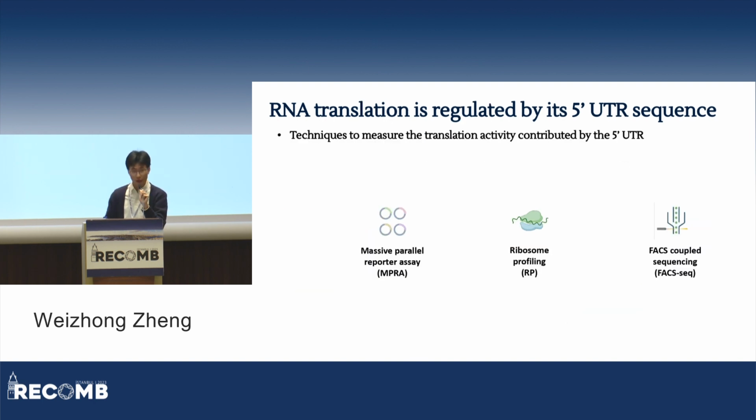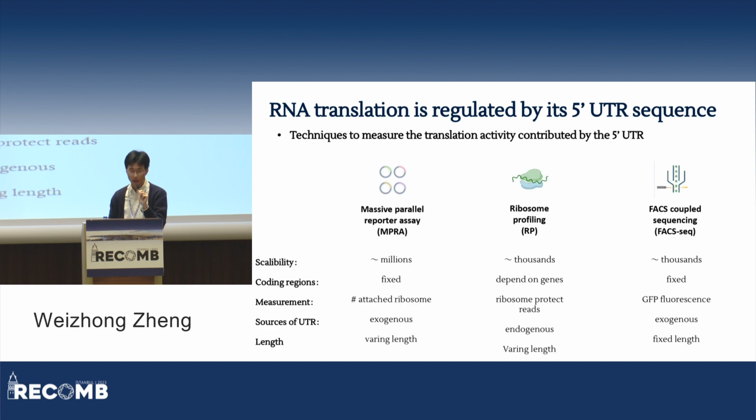So to measure the activity, several methods have been developed. So there are massively parallel reporter assay, MPRA, ribosome profiling, and fACS-coupled sequencing. Each of these methods has its own characteristics and is describing different facets of the translation system.